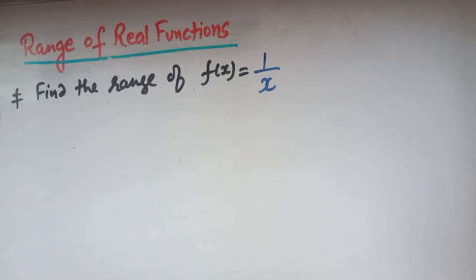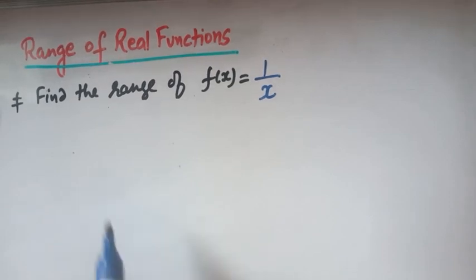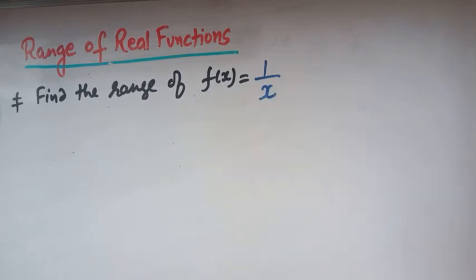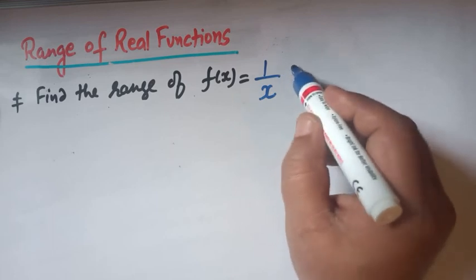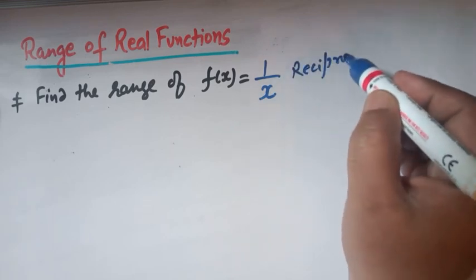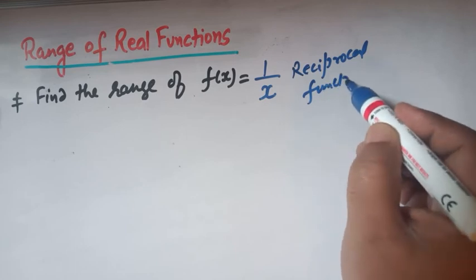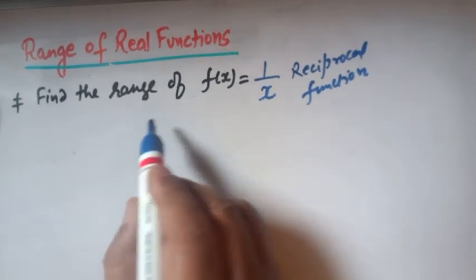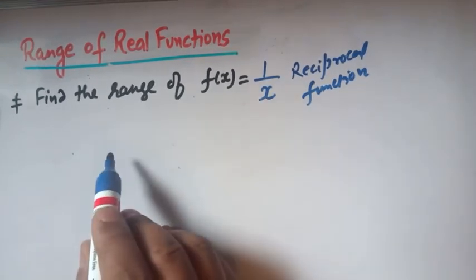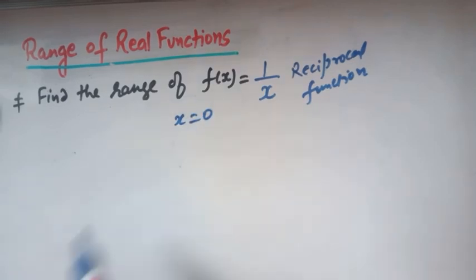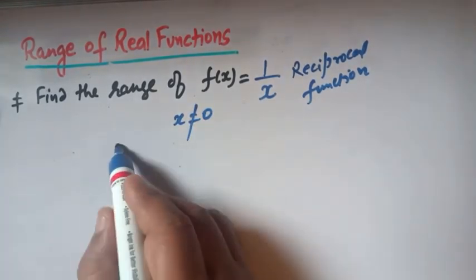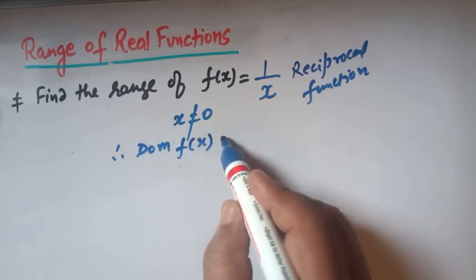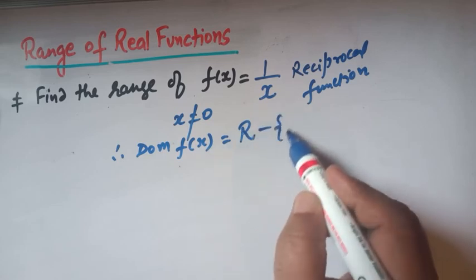Now let us take one more example. Find the range of f(x) = 1 over x. So this is known as a reciprocal function. This is known as reciprocal function. Now this function is valid for all values of x except x equal to 0. So here x should not be equal to 0. So therefore the domain of f(x) is all real numbers except 0.